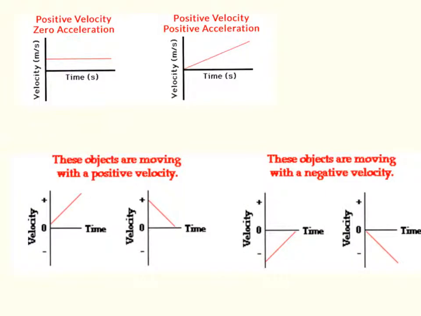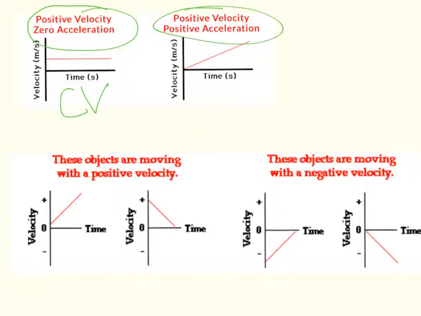And here's a summary of the velocity time graph information. In this case, an object has a positive velocity with zero acceleration, meaning the object's moving at a constant velocity in the positive direction. In this case, the object has a positive velocity and a positive acceleration. The object is moving in the positive direction, but speeding up.